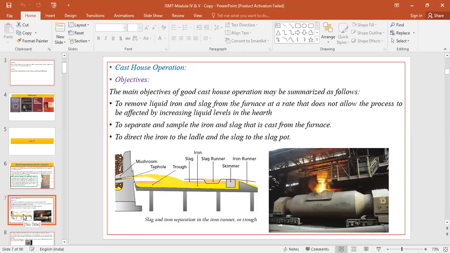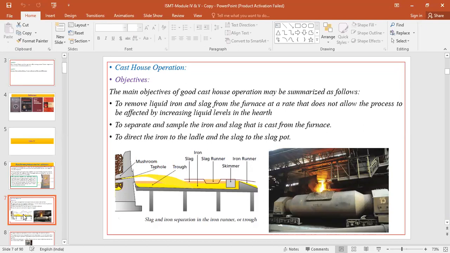So, cast house operations. Basically the tapping and everything that happens at the blast furnace, that is nothing but the cast house area. And the objective of the cast house is to remove the liquid products, that is the hot metal as well as slag, from the furnace at regular intervals of time, so that the level of the liquid products in the hearth of the blast furnace will not be affected.